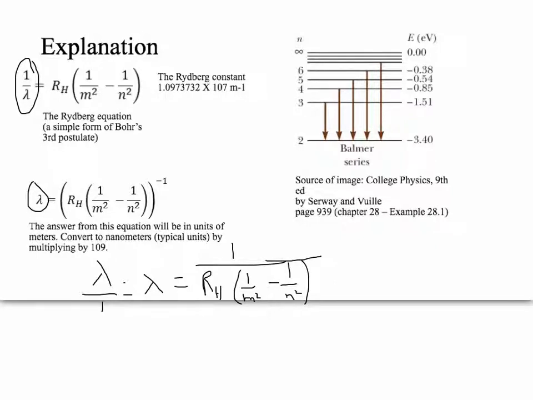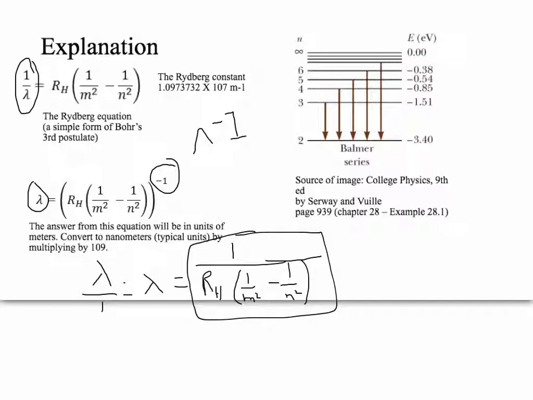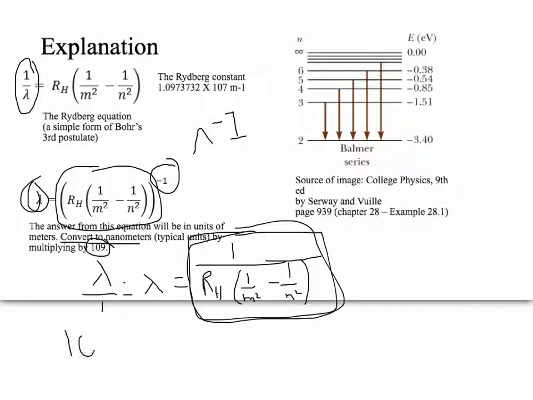The other way is you can remember that taking something to the negative 1 is the exact same as taking its inverse, and so you just put your caret sign and negative 1 in your calculator, and that will convert all of this into its inverse, and you can calculate the wavelength like that. Now remember, once you get your answer, convert to nanometers by multiplying by 10 to the 9th power.